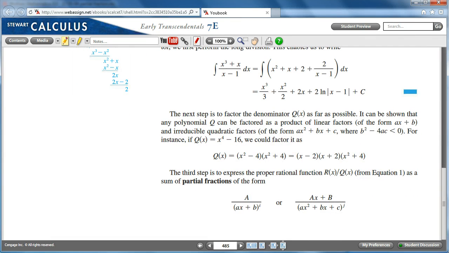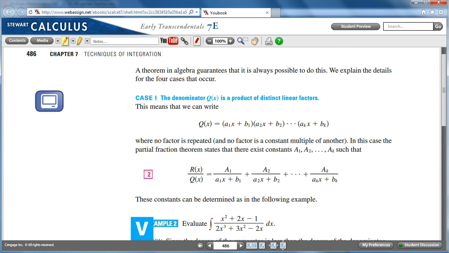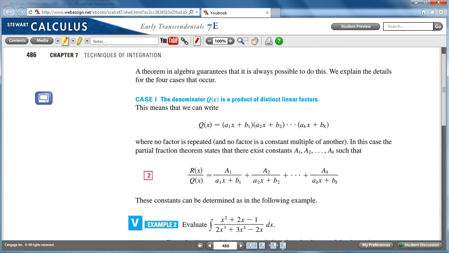A much better example is given on the next page. Evaluating this integral, x squared plus 2x minus 1 over 2x cubed plus 3x squared minus 2x. This is quadratic over cubic. And how do we handle this kind of problem? Well, the first thing you will have to do is factor the denominator.